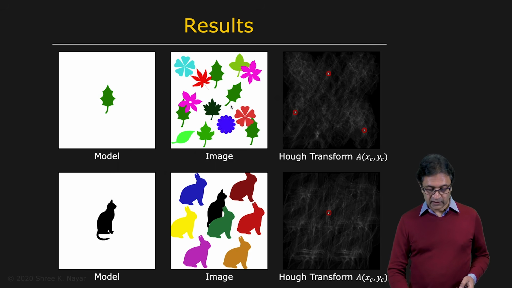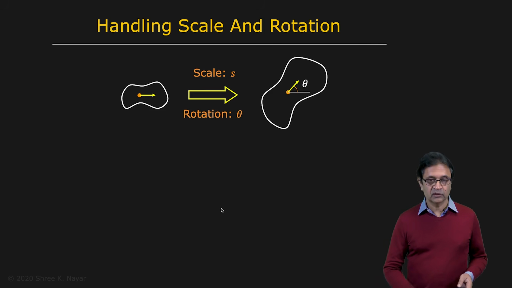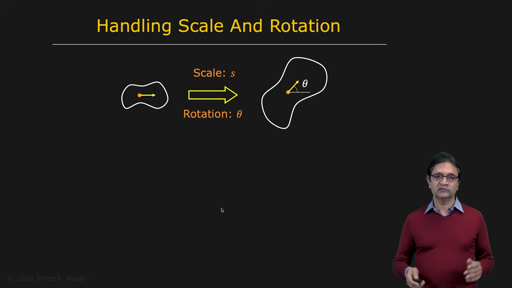And indeed, you find that in Hough space, that is the accumulator array for these two cases, you see the peaks appearing exactly where you would expect them to appear. There's a leaf here, here, and here. This one, and this one. You get strong peaks there. And there's a cat right here as well. So that is your generalized Hough transform.